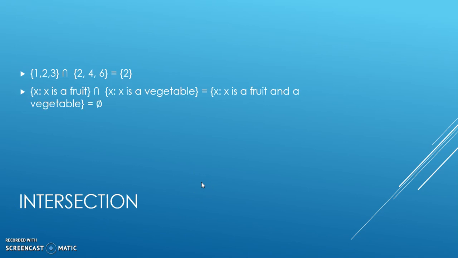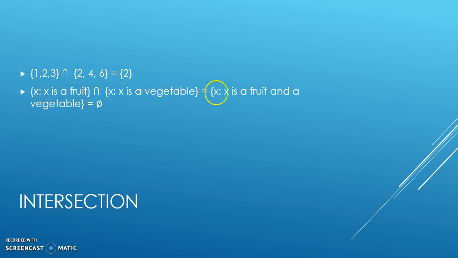Intersection is what is in common. So in my 1, 2, 3 and my 2, 4, 6 example, the 2 is in both sets. So the 2 is in the intersection. The symbol for an intersection is an upside down union sign. So be careful to remember which direction goes with union, which direction goes with intersection. It's easy for a beginning student to get them confused.